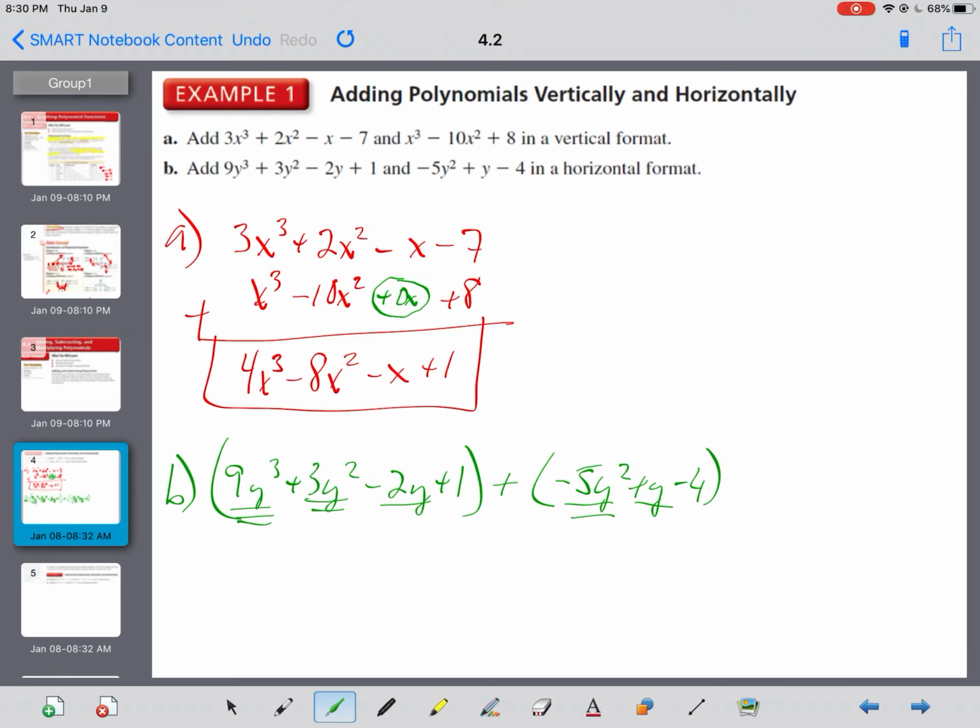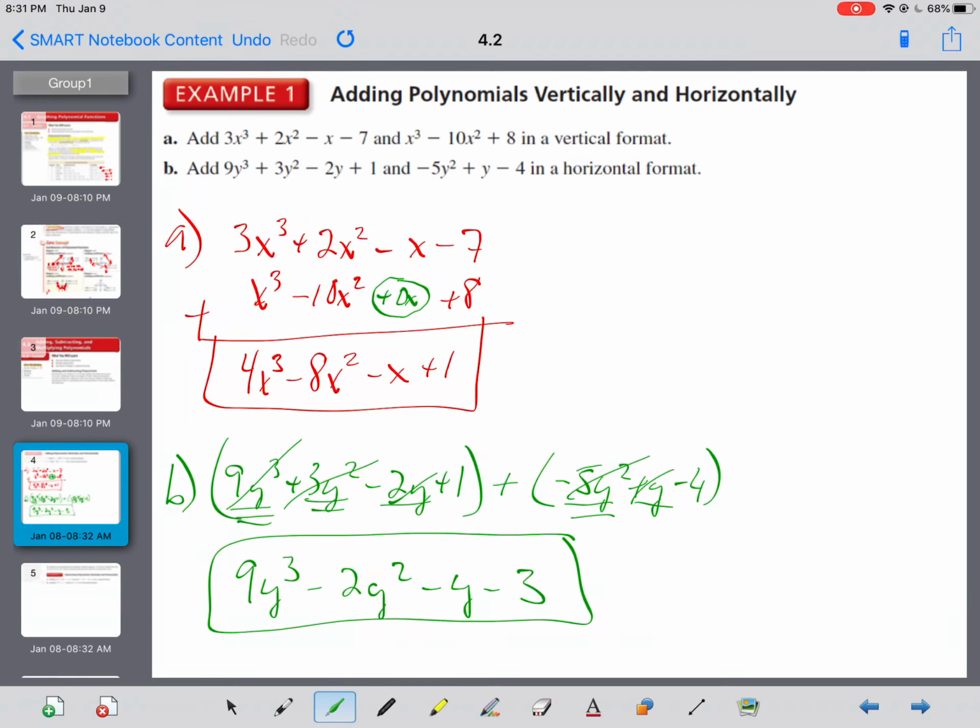So 9y to the third plus, there aren't any other y to the third, so it just stays right there. That's supposed to be to the third. There we go. And once I use it horizontally, I like to scratch it off so I don't use it again. 3y squared minus 5y squared is going to be negative 2y squared. And I use those. Negative 2y and positive y is a negative y. And 1 and negative 4 is going to be negative 3. And there's our answer.